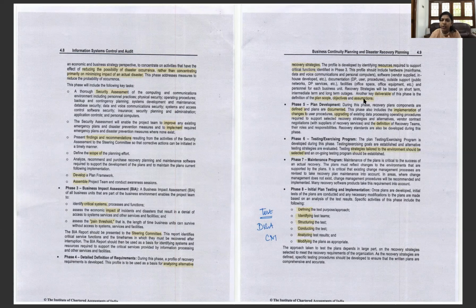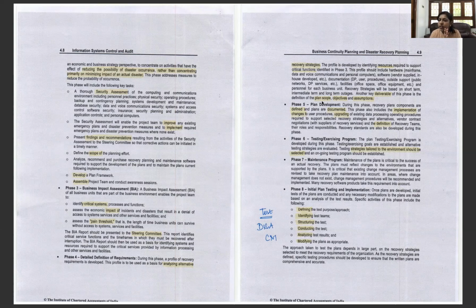In our examination, I think it would be better if you present the tasks undertaken and the key deliverables. We can sort it into two different sections where you present your answer. The key deliverable is the definition of plan, scope, objectives, and assumptions. So this is for analyzing the alternative recovery strategies. The resources required for the critical functions will be identified, and the deliverable is the definition of plan, scope, objectives, and assumptions.